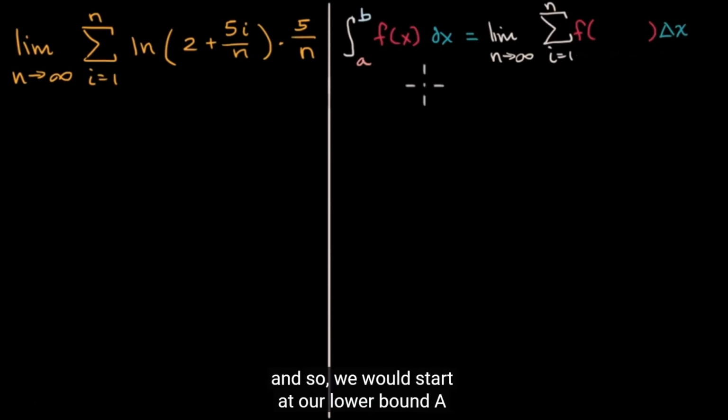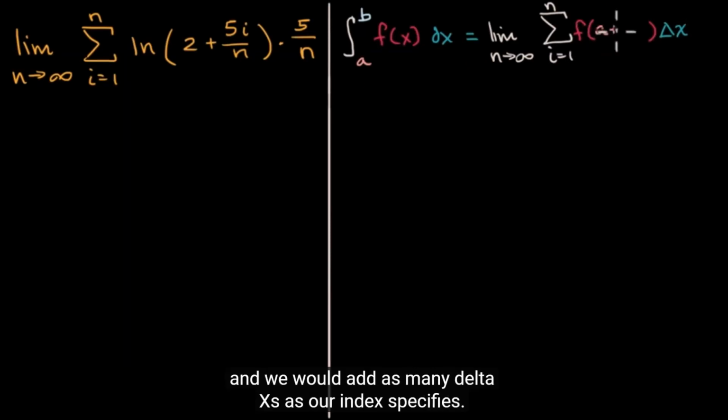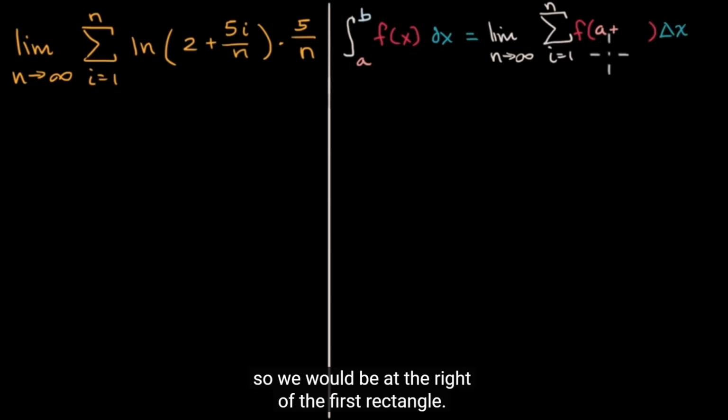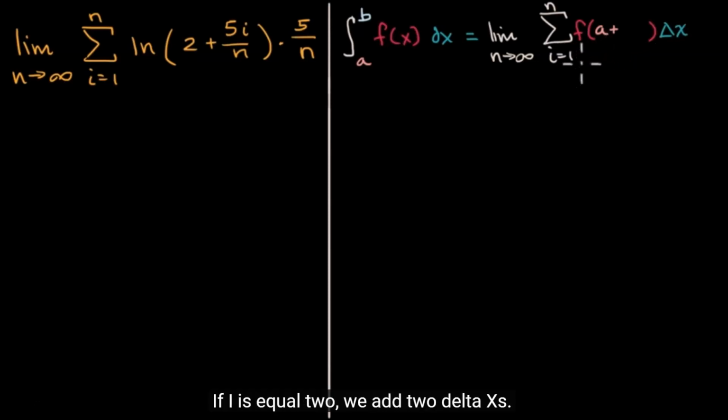And so we would start at our lower bound, a, and we would add as many delta x's as our index specifies. So if i is equal to 1, we add 1 delta x. So we'd be at the right of the first rectangle. If i is equal to 2, we add 2 delta x's. So this is going to be delta x times our index. So this is the general form that we have seen before.